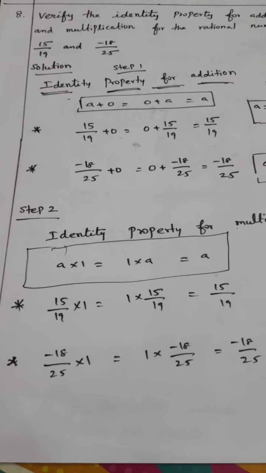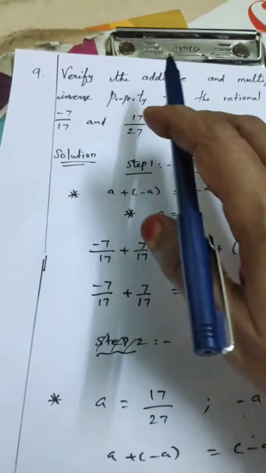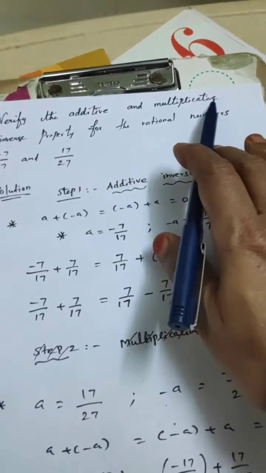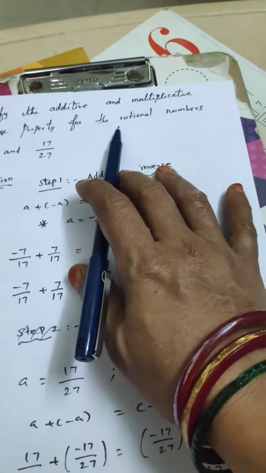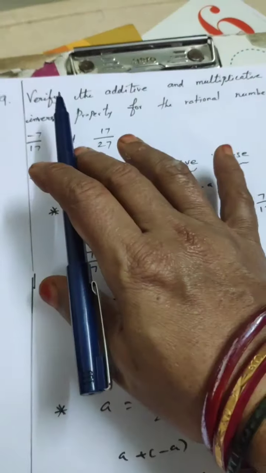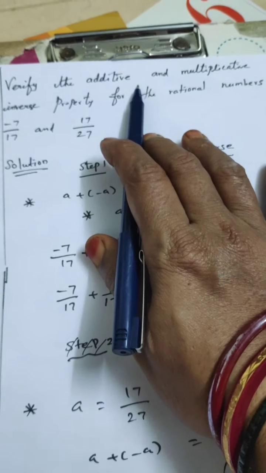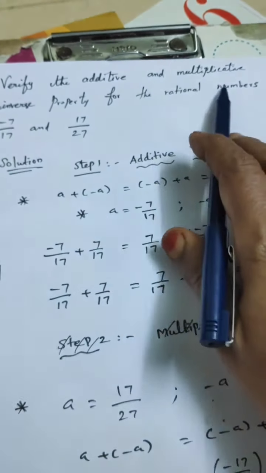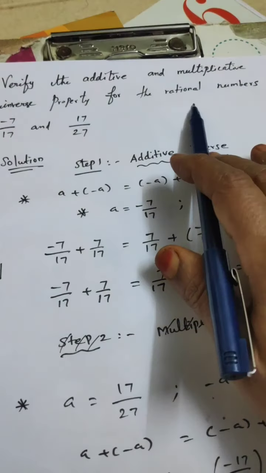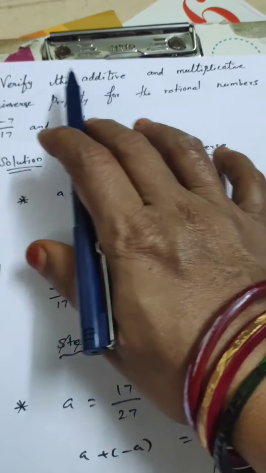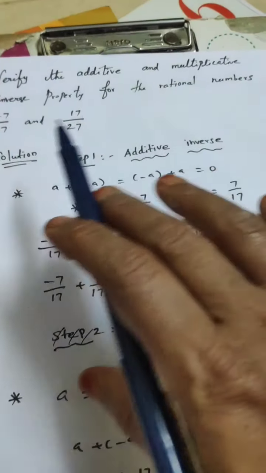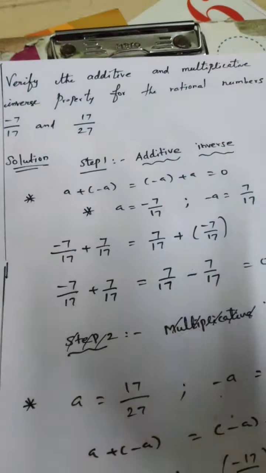Very easy. Next, 9th question. Verify the additive and multiplicative inverse property for rational numbers. So, see the formula paper. The additive inverse is there, the multiplicative inverse is not there. So this sum has only one work. Only the additive inverse is found. The multiplicative inverse does not exist there in the formula.